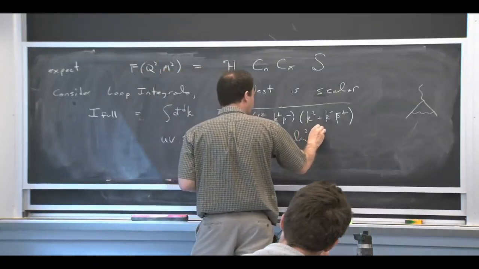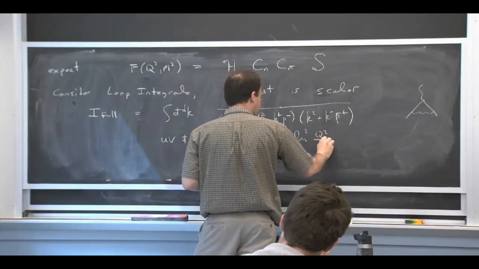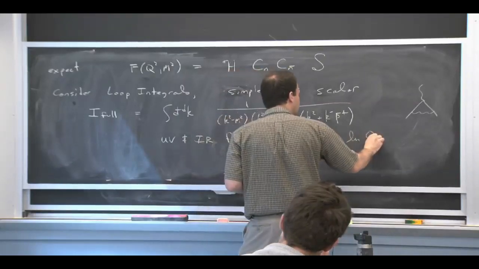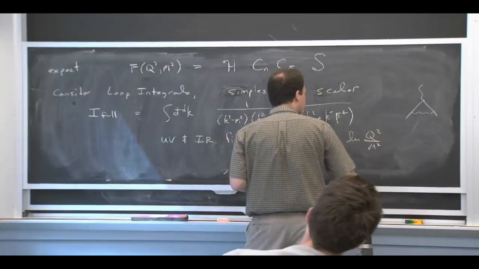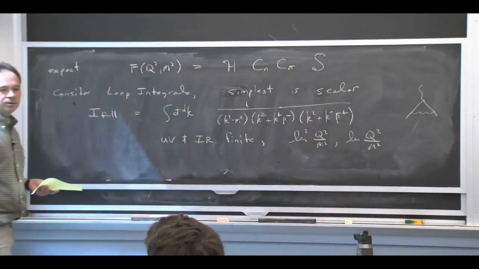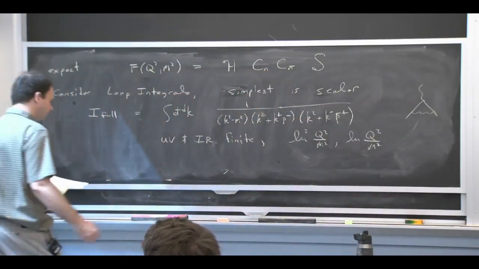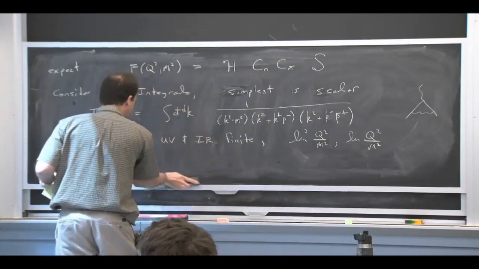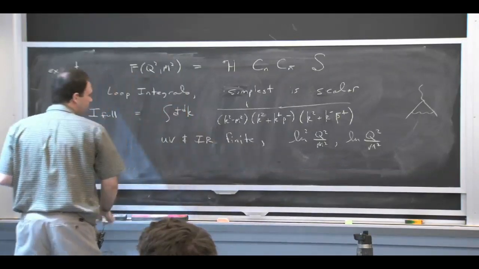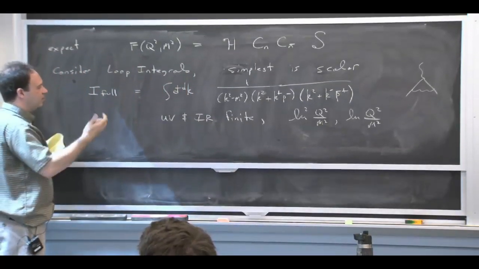So it does have double logs of q squared over m squared and single logs of q squared over m squared, but there's no 1 over epsilons. So now let's think about what would happen in the effective theory.